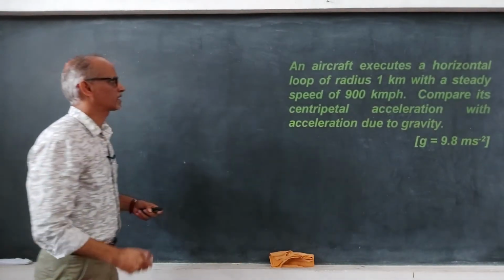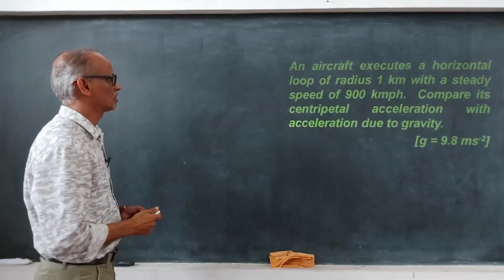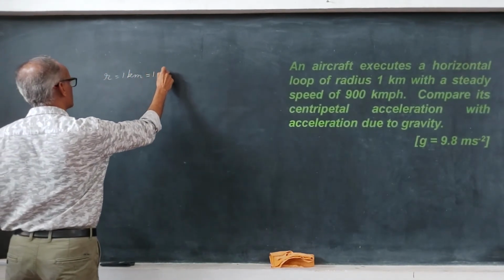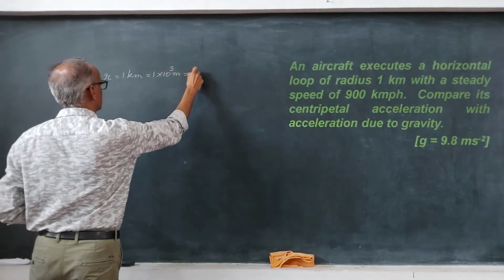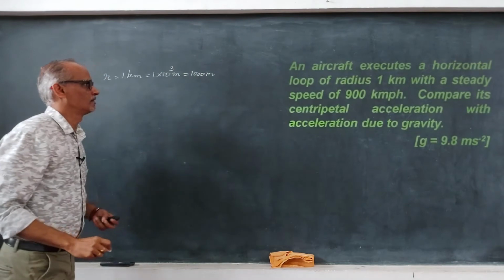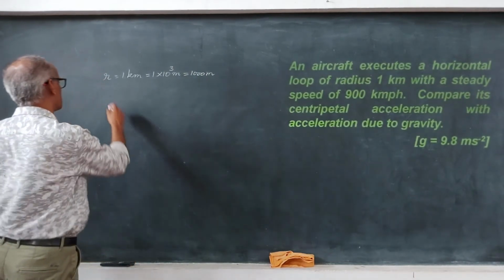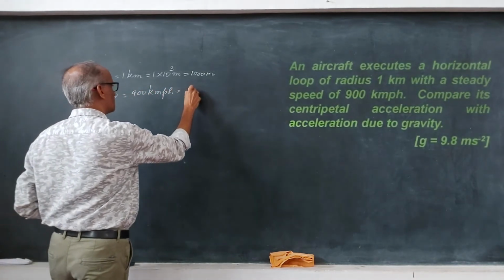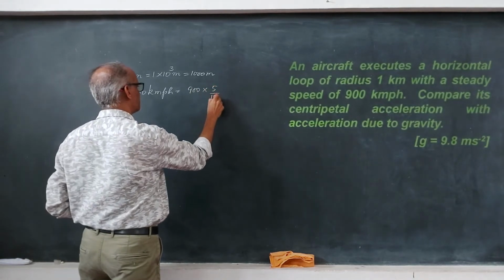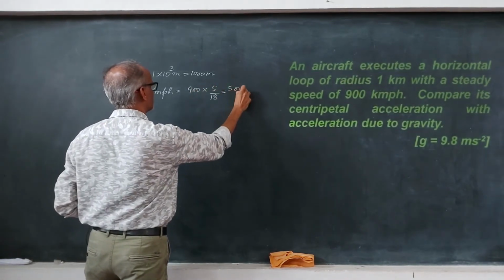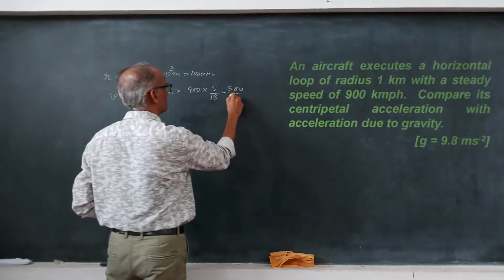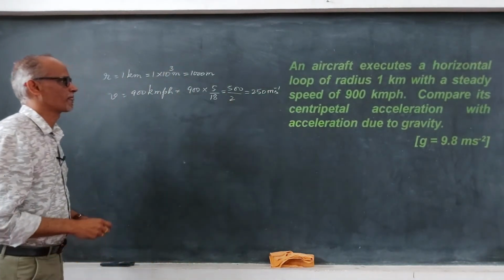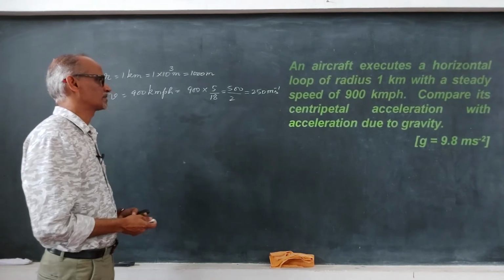Question. An aircraft executes a horizontal loop of radius 1 kilometer. So radius is 1 kilometer. So it is 1 into kilo means 10 power 3 meter, or you can even write 1000 meters. With a steady speed of 900 kilometer per hour. So speed is 900 kilometer per hour. So we'll do the conversion. 900 into 5 by 18. This is 500 here, 5 into 100, and then 9, this is a 2. So 500 by 2, that will be 250 meter per second. So that's v.